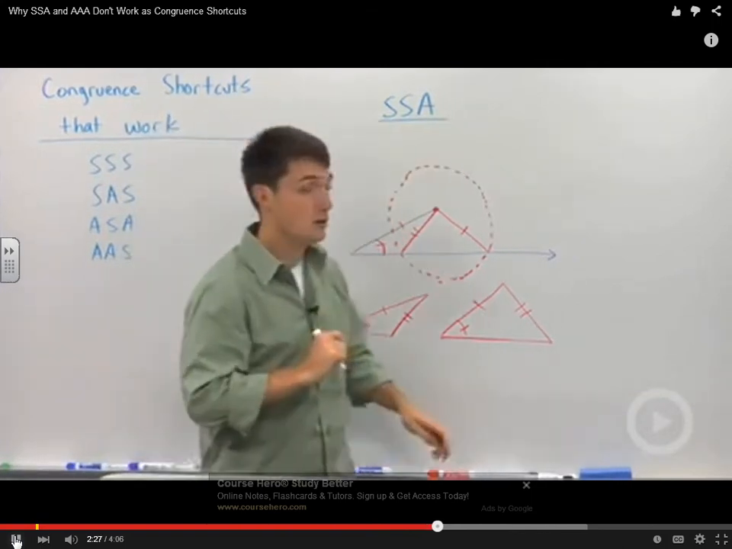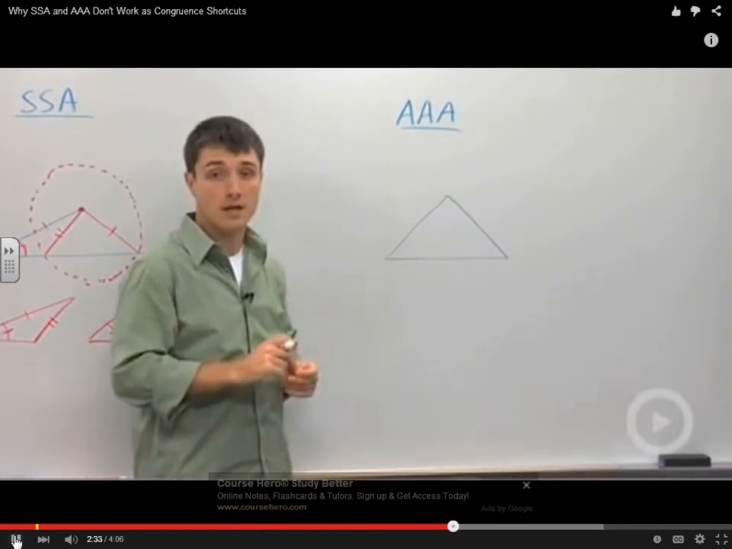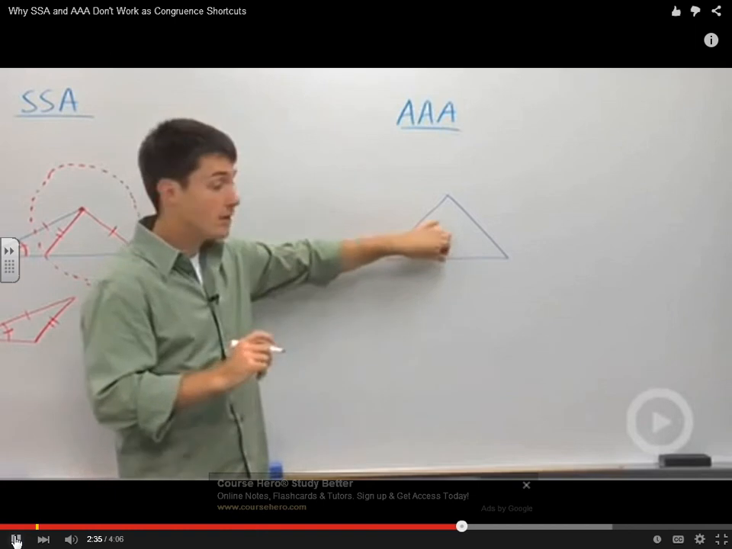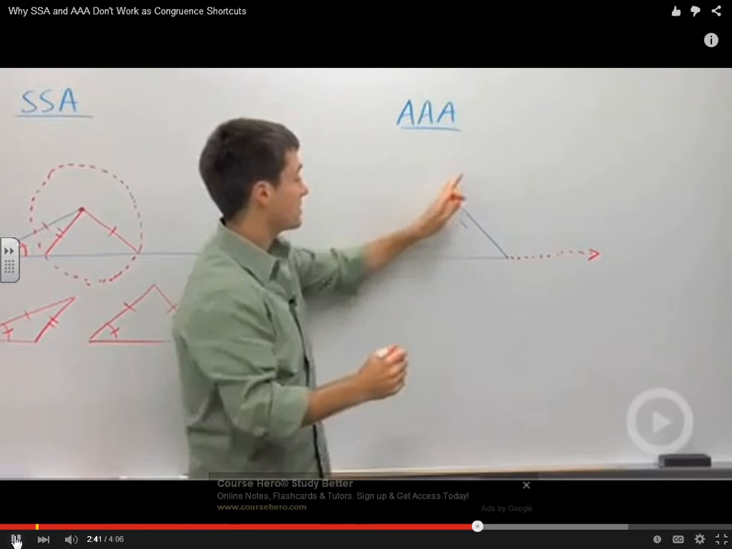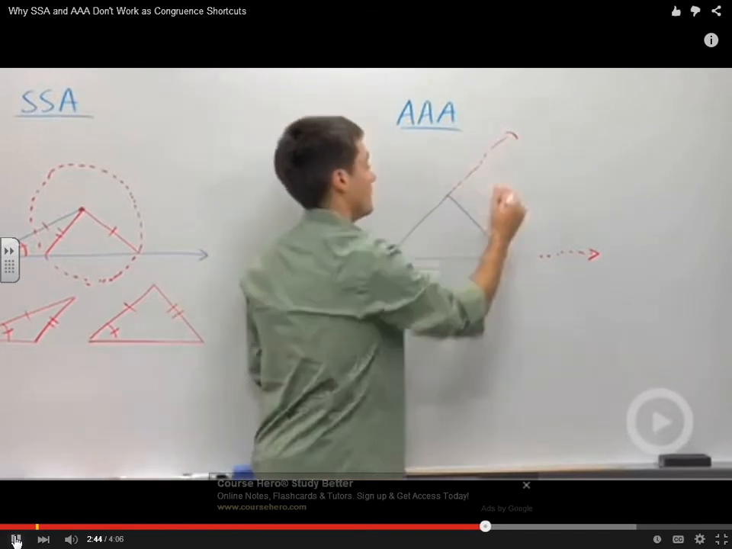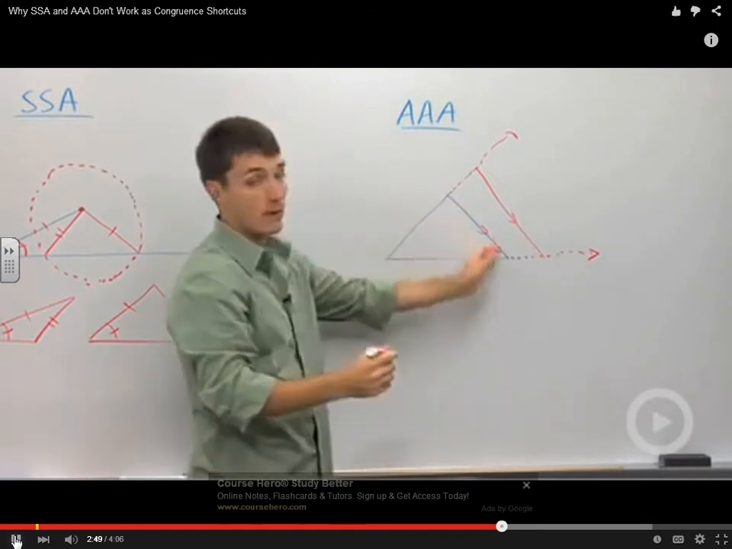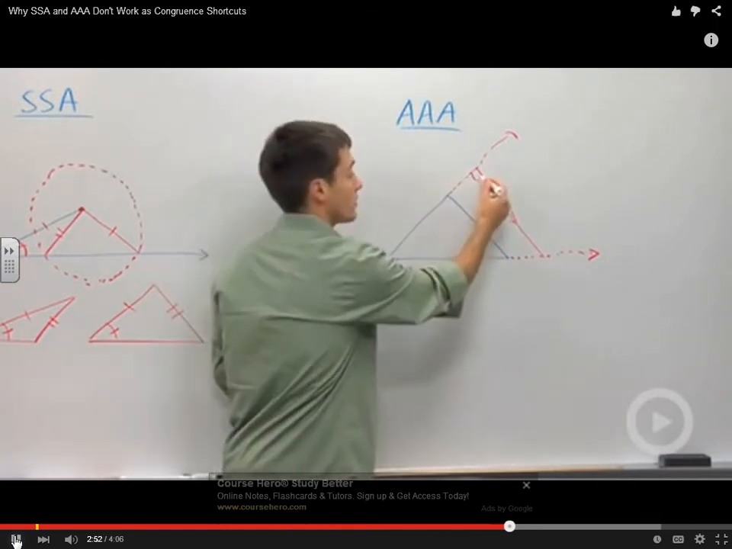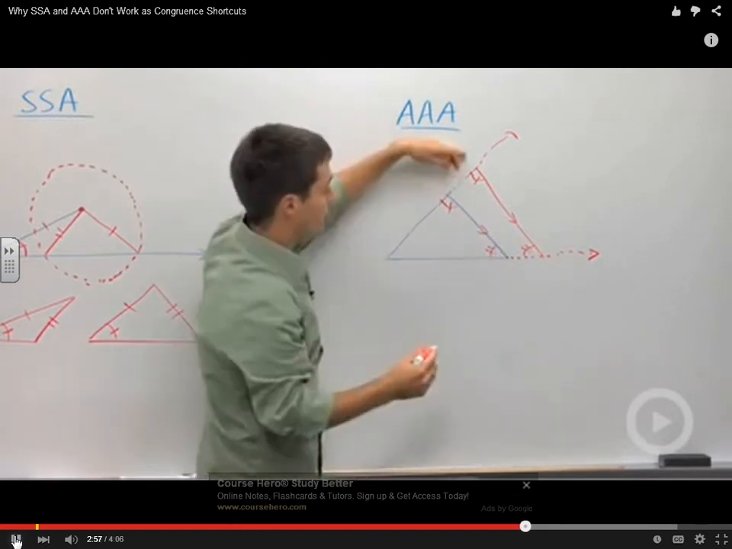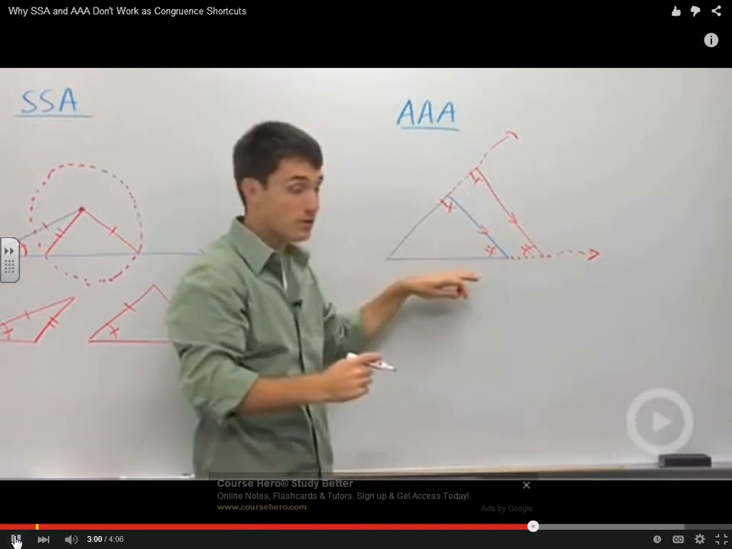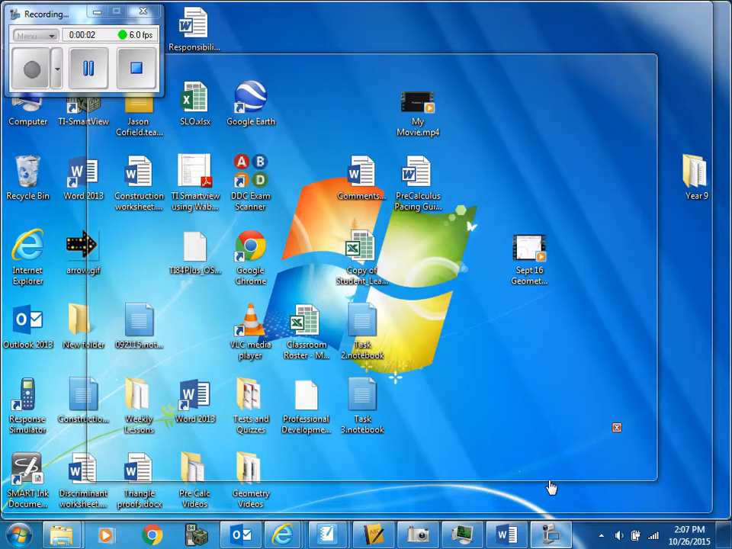The second shortcut that doesn't work is angle, angle, angle. There are a couple different ways to look at this one. One way is to say, well, if we were to extend that side, and if we were to extend this side, I could construct a line that is parallel to this side right here. And what I've done is I've created corresponding and congruent angles because we have two parallel lines, and this is a transversal, and this side is also a transversal. And this third angle here would have to be congruent to itself.